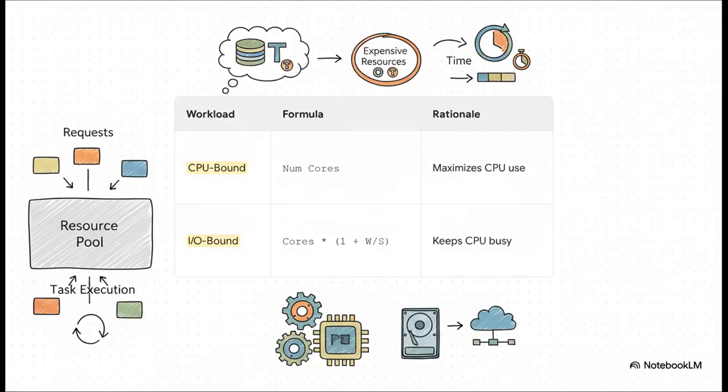And this table just makes that distinction crystal clear. If your workload is CPU-bound, I'm talking raw number crunching, then your optimal pool size is simply the number of cores you have. Any more than that, and you're just creating wasteful context switching for the OS. But if your workload is I/O-bound, where threads spend most of their time just waiting around, you can and should have significantly more threads than cores. Figuring out which bucket your workload falls into is probably the single most important factor for tuning your pools correctly.